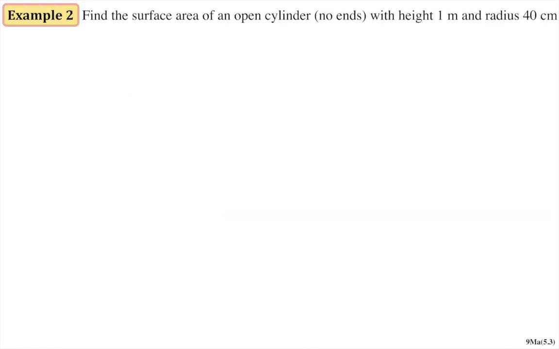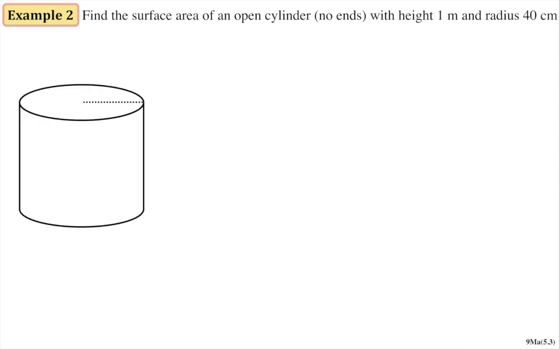Let's look at our second example. Find the surface area of an open cylinder. It's got no ends. The height is 1 metre and the radius is 40 centimetres. There's a problem. If the height is measured in metres and the radius is measured in centimetres, they're different units of measurement. I need to convert them to both metres or both centimetres. In this case, I'm going to make them both metres.